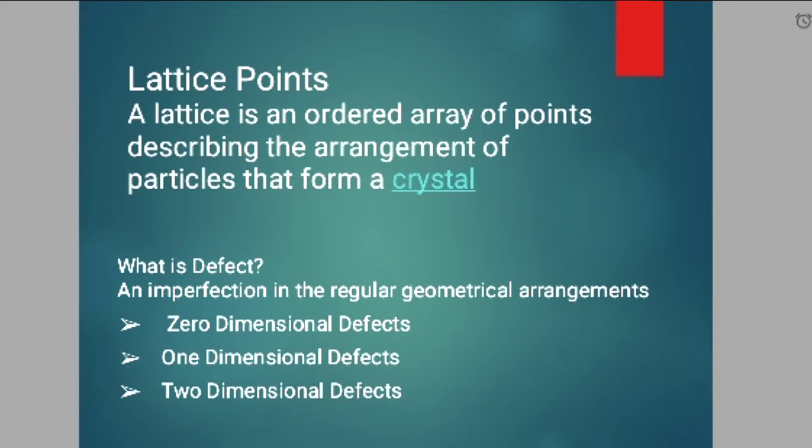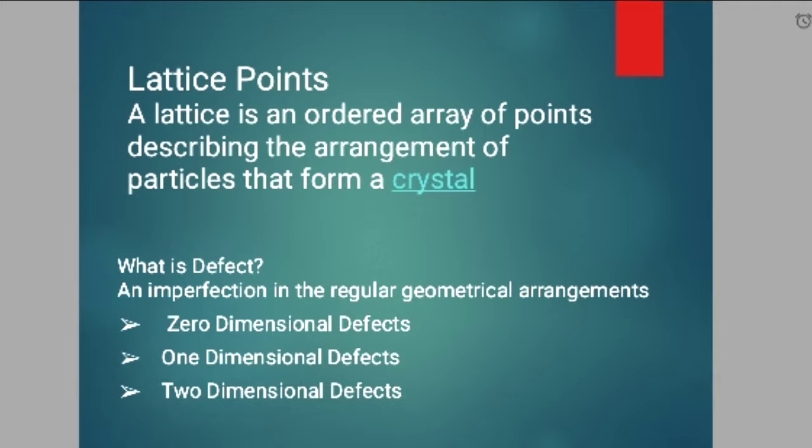We can see the basic fundamentals in the crystal lattices. As we are going to start, the basic fundamental thing we have to know is the lattice points. A lattice is an ordered array of points describing the arrangement of particles to form a crystal. You can imagine it like eggs in an egg tray. Similarly, in a crystal, if the atoms are arranged in a particular way such that it is properly set, we can say it is a crystal, and the points where the atoms are stored are called lattice points.